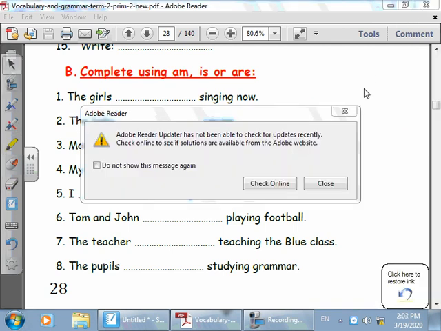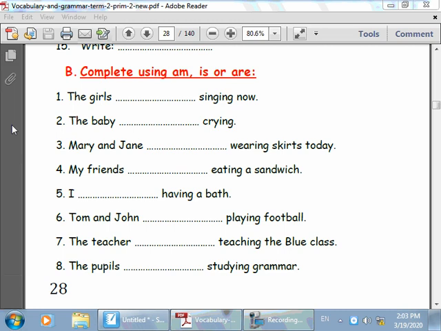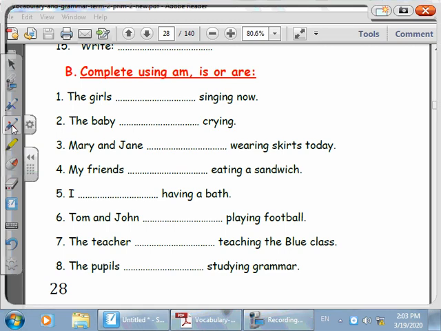We have the first exercise. The girls are singing now. I do not have any pronouns. I do not have he, I do not have she. What shall I do? The girls. Plural. Many girls. What do I say about them? Yes, I write they. And they is a friend of? Yes, they are. So they are singing now. Very good. Okay, and so on.